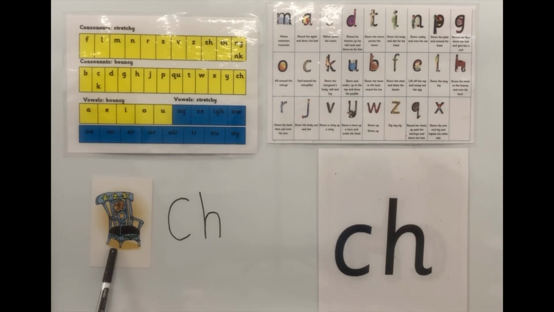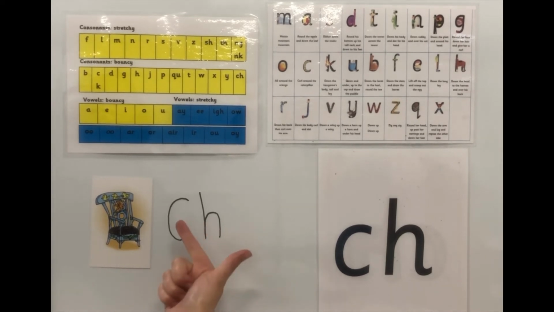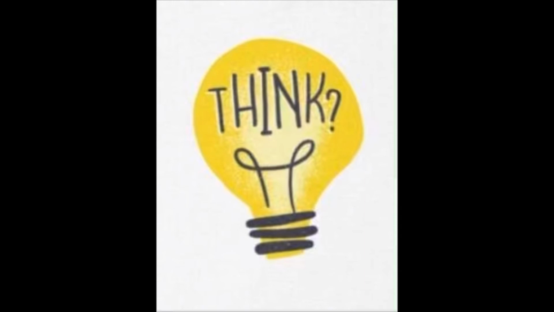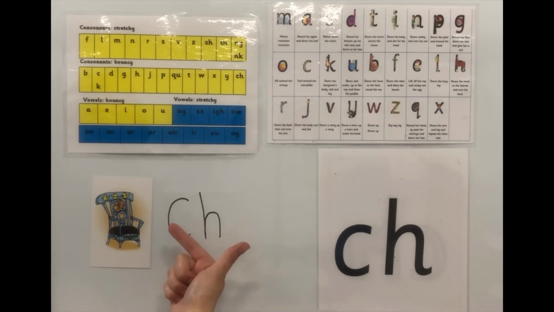We are now going to write the word chair, but before we write this word down, we need to sound it out. Are you ready? Ch, air. How many sounds are there? Have a little think. Brilliant. There are two sounds. Our first sound was ch. Let's write it down.